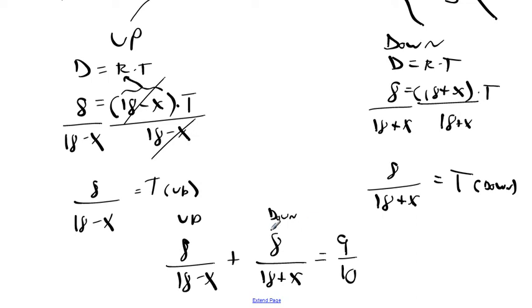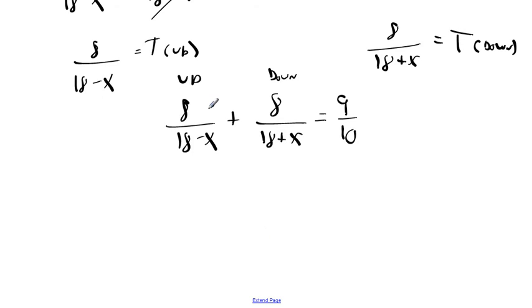So time up plus time down is the total time that dude was gone. And now let's go ahead and solve for x. We're going to do that by using what we learned in the first two examples. So let's first find our lowest common denominator. Again, the lowest common denominator is when you multiply all the factors together. So it's going to be 10 times (18 minus x) times (18 plus x).